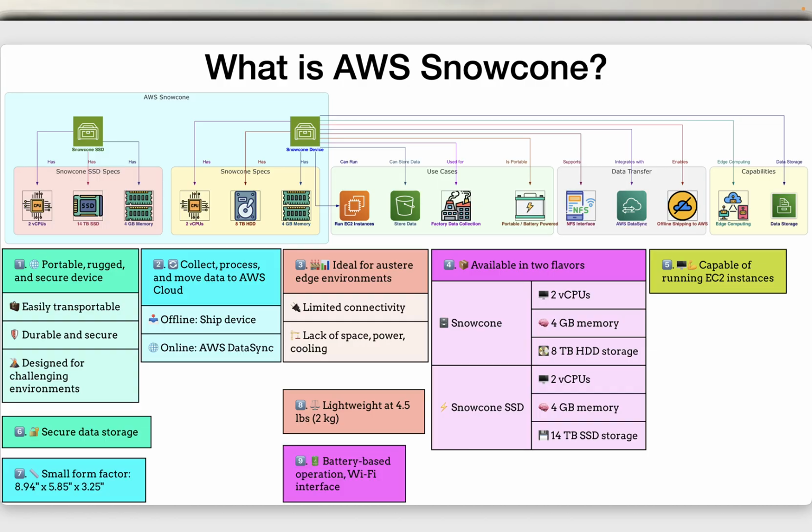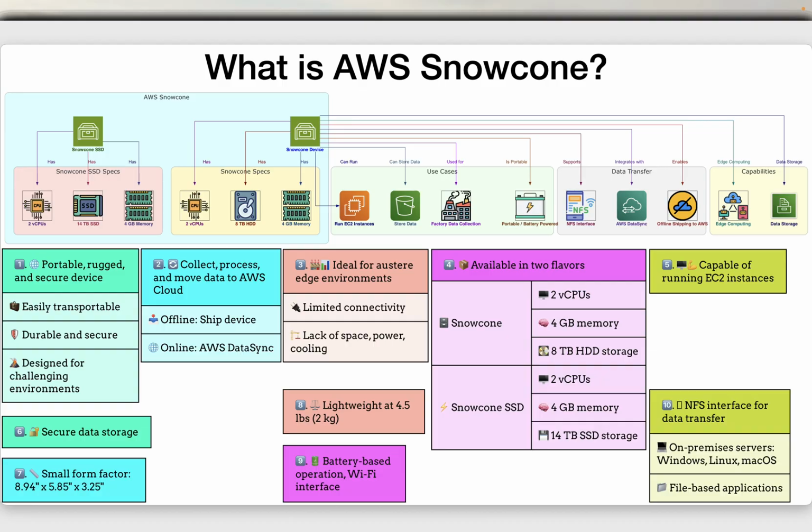The Snow Cone can be operated with a battery and connect via Wi-Fi to gather sensor data. Snow Cone device supports data transfer from on-premises Windows, Linux, and Mac OS servers and file-based applications through the Network File System, NFS, interface.